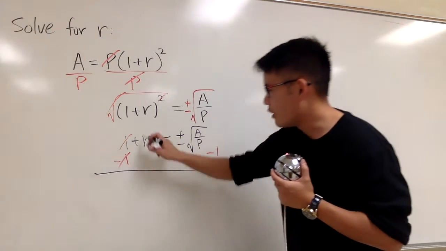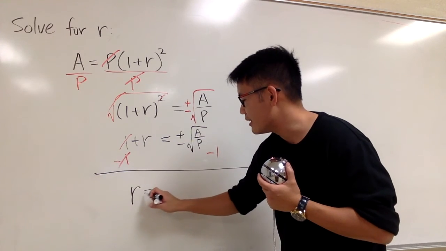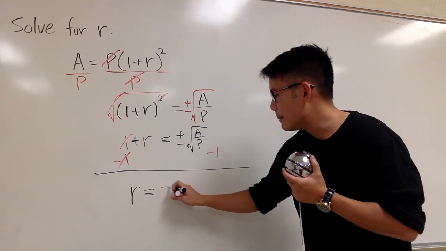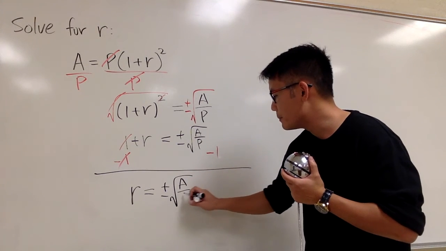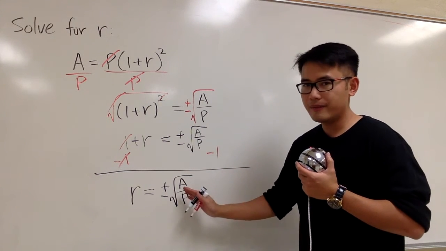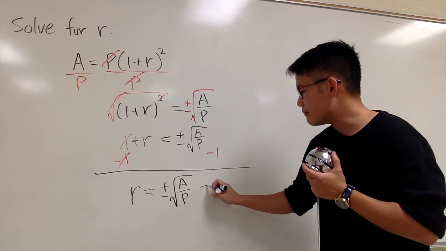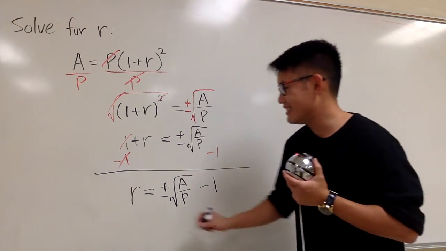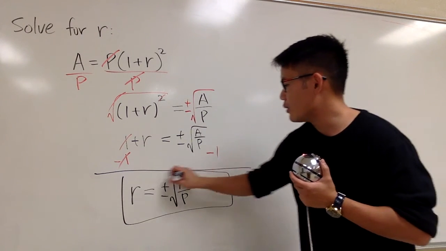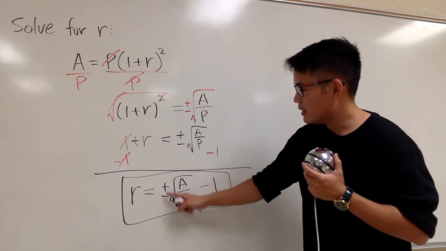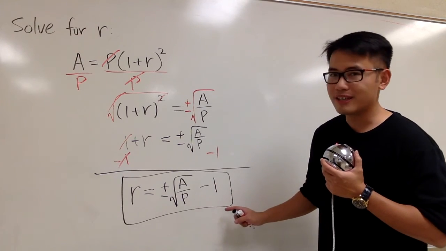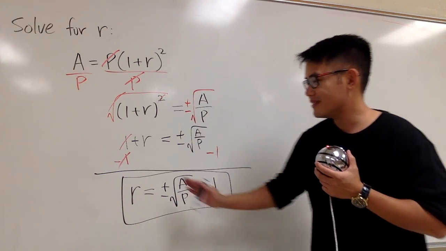Well, we will have the r by itself, as I mentioned, and this is equal to, let me write this down, plus minus square root with A over p inside, okay? And then on the outside, we have the minus 1. This is it. Be sure you note how we write this expression down, okay? Especially this right here, and then the minus 1 down the outside. So this is the formula for r.